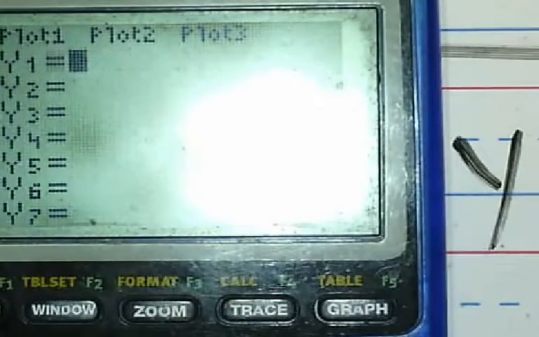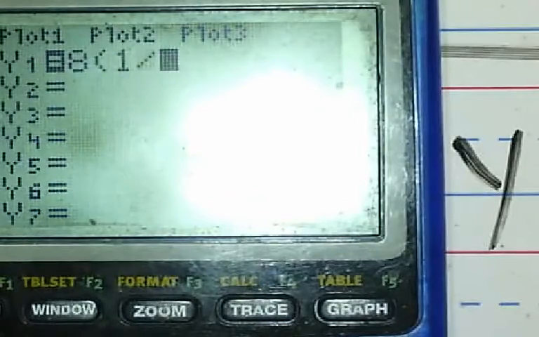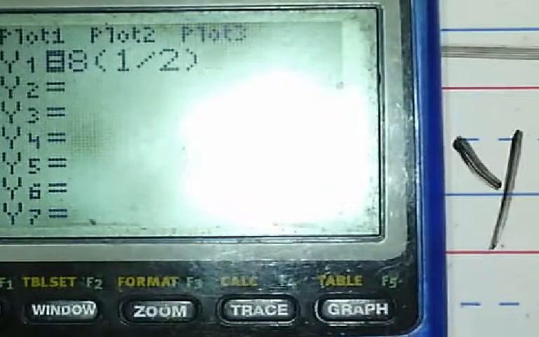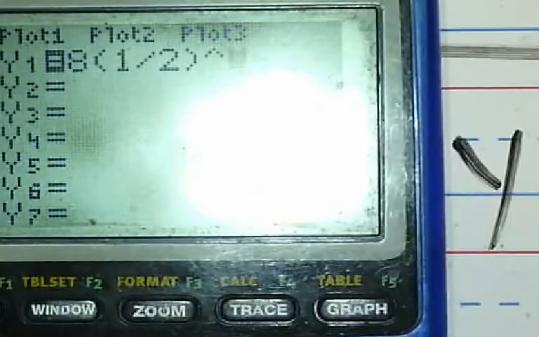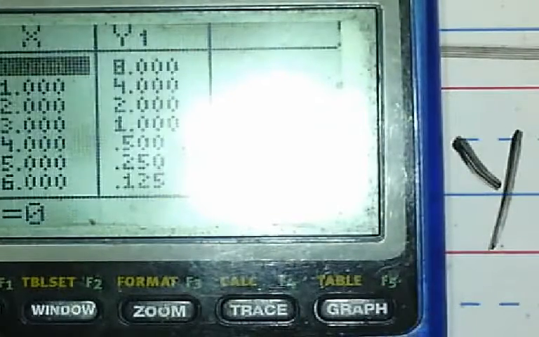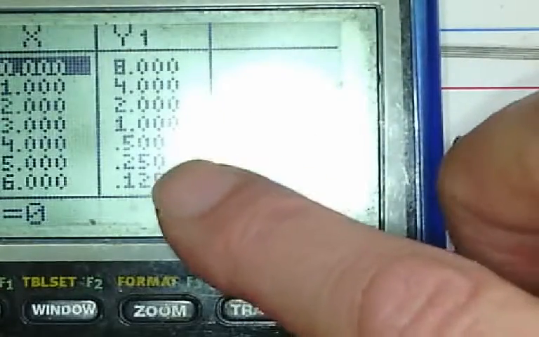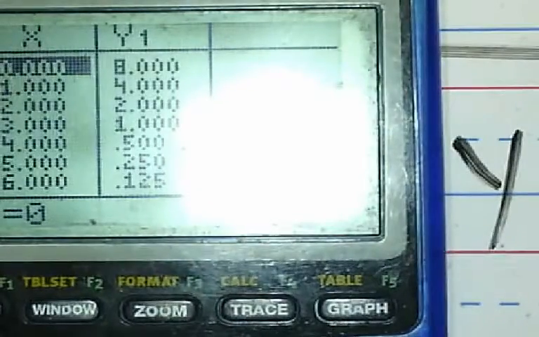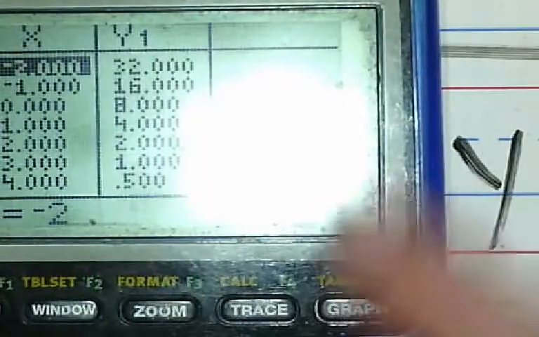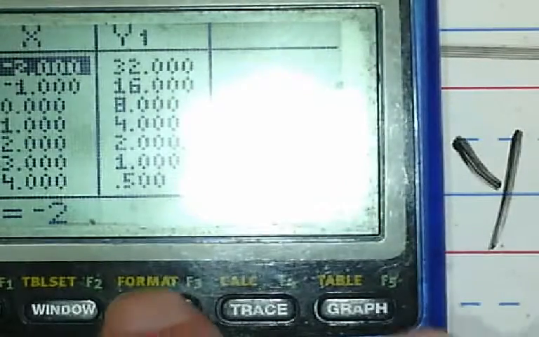Okay, clear that. 8 times 1/2 raised to the x power. Now we're cooking with gas. Now see, it's like I said, I had 8, then I had 4, then I had 2, then I had a half, and a fourth, and an eighth. And if I go -1, it's 16, -2 is 32. It gets big on the negative side, small on the positive side on the right.